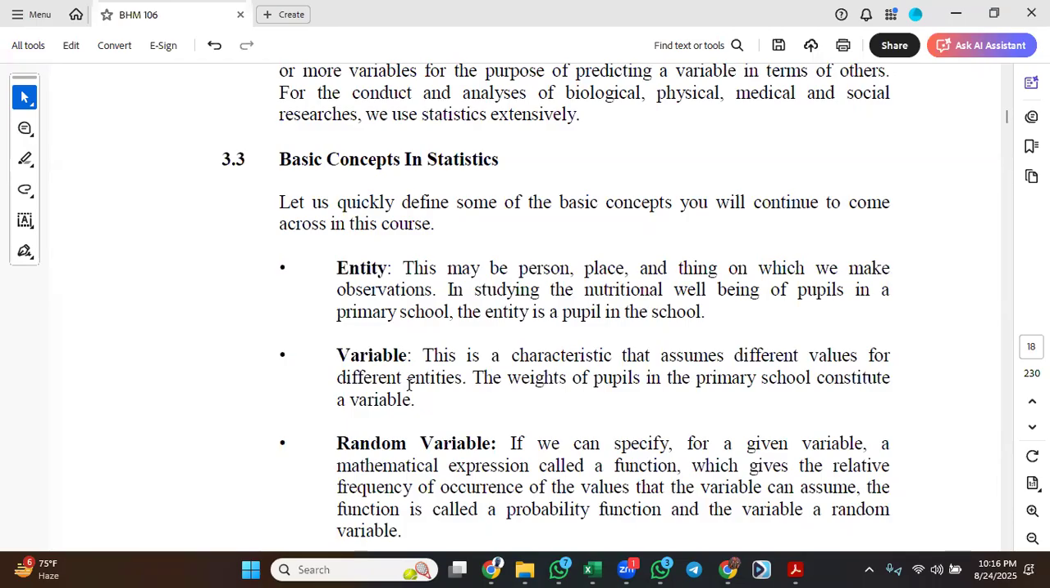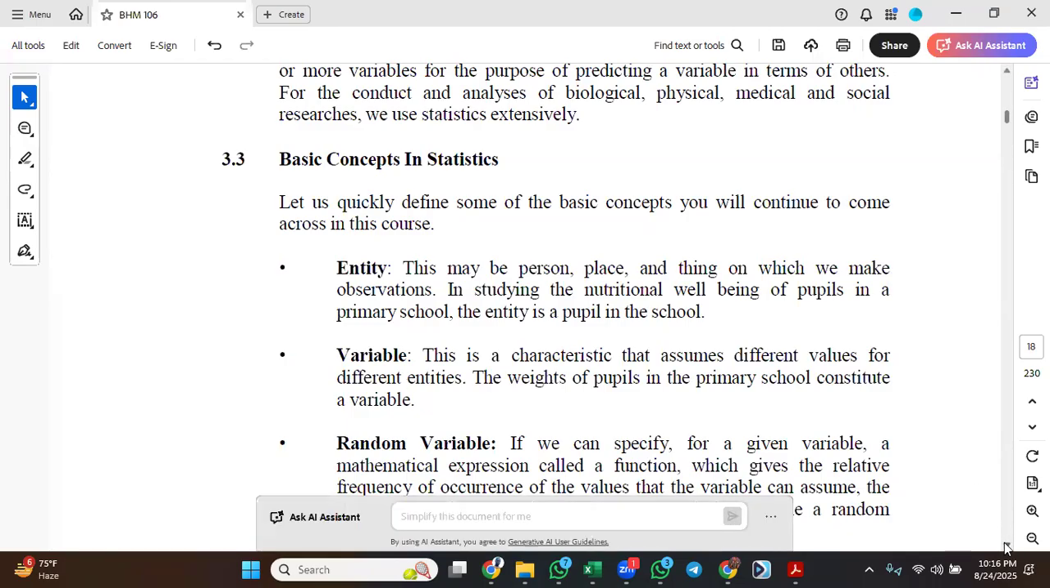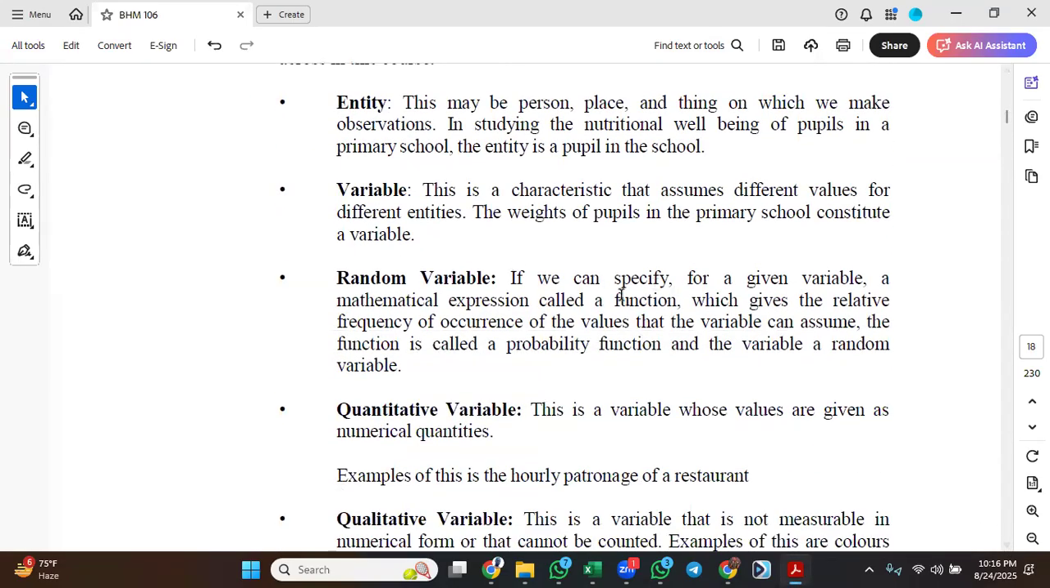Okay, so let's talk about some types of variable. We have random variable. If we can specify for a given variable a mathematical expression called a function, which gives the relative frequency of occurrence of the values that the variable can assume, the function is called a probability function, and the variable a random variable. This one is somehow deep, so we need to take it slowly so that we can understand.